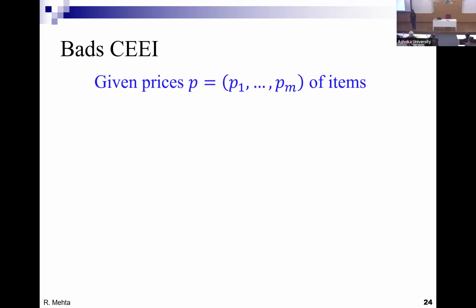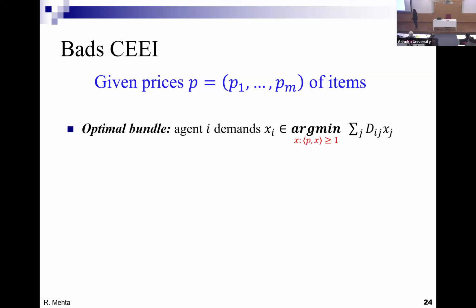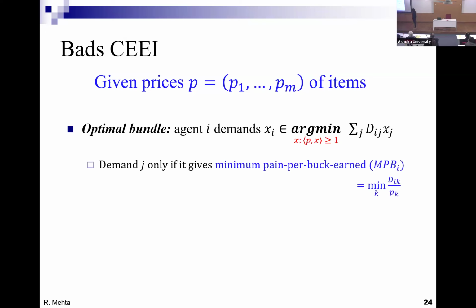The ones that minimize your disutility per dollar earned, right? Bang per buck, or pain per buck. So the agent will demand the optimal bundle, one that minimizes its disutility subject to earning one, but the characterization is that it will only demand those items or chores that minimize that disutility per dollar earned. And finally, when everybody does that, your demand should be equal to supply.